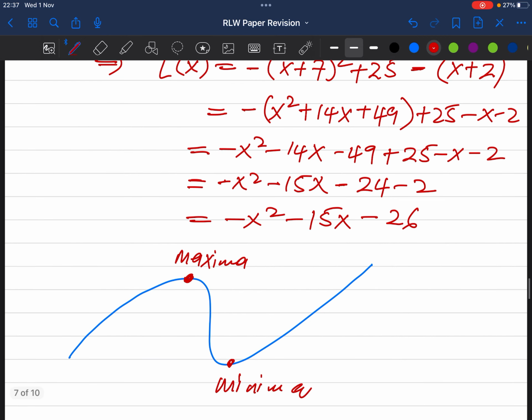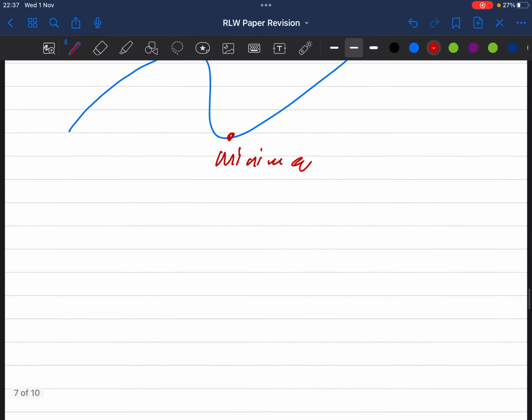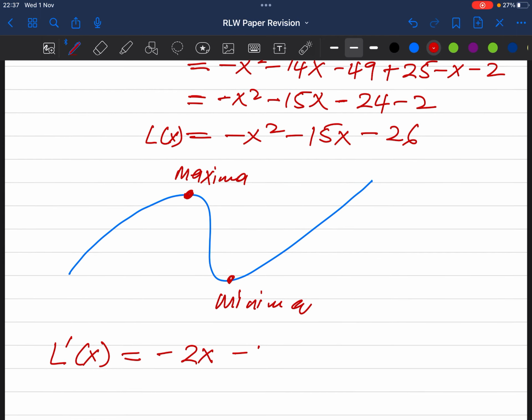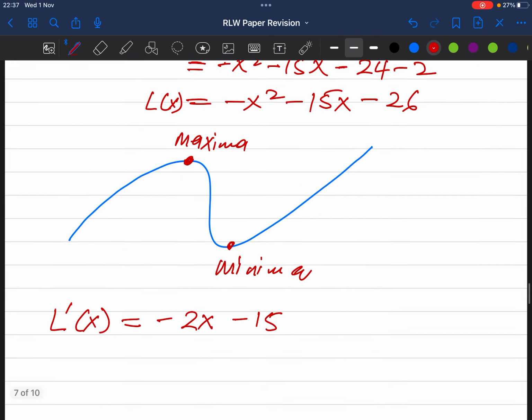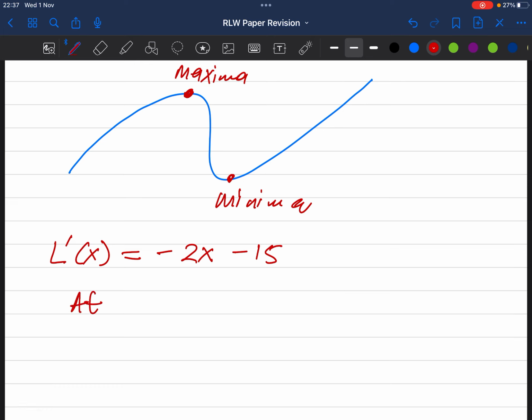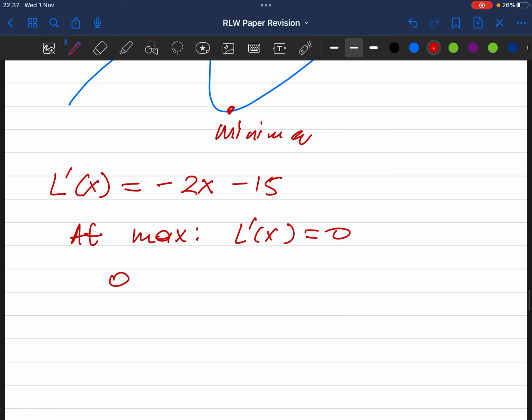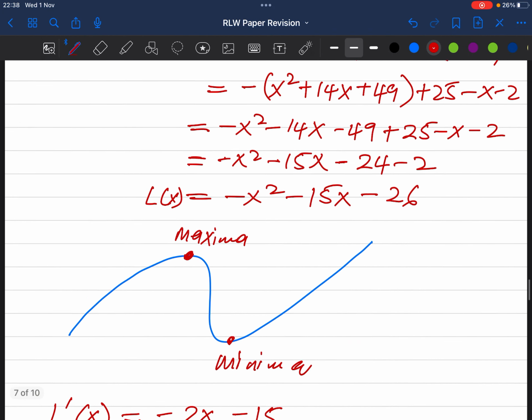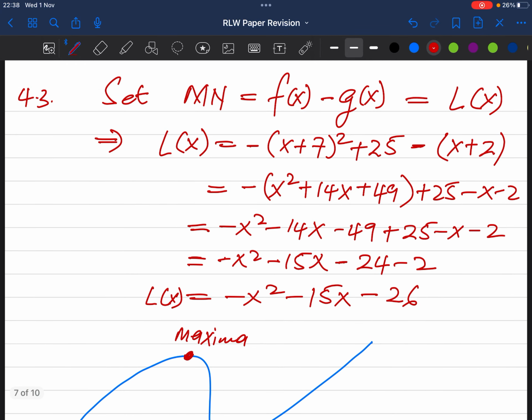How can we do that? So this is L of x. We need to find L prime of x, the derivative of this. So it is minus 2x minus 15. Now, at maximum, L prime of x is 0. So 0 equals negative 2x minus 15. We take this 15 to that side, so we have positive 15 equals negative 2x. We divide both sides by 2, so your x will be negative 15 over 2. That's the value of x for which MN will have a maximum length.